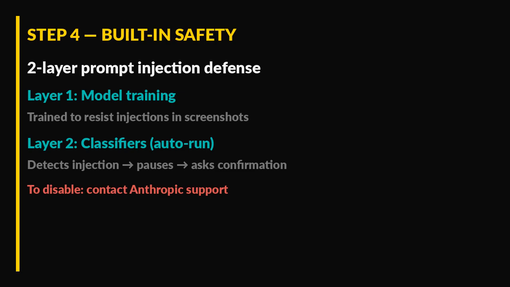Step 4. How the safety guardrails actually work. Anthropic has built in 2 layers of defense against the most dangerous attack on computer use agents: prompt injection. Prompt injection is when malicious text on a web page or inside a screenshot tries to override your system prompt and redirect Claude's actions. Layer 1, training. The model has been trained to resist these instructions. Layer 2, classifiers. When you use the computer use tools, classifiers automatically scan every screenshot for potential prompt injection content. If they detect it, Claude automatically stops and asks for human confirmation before continuing.